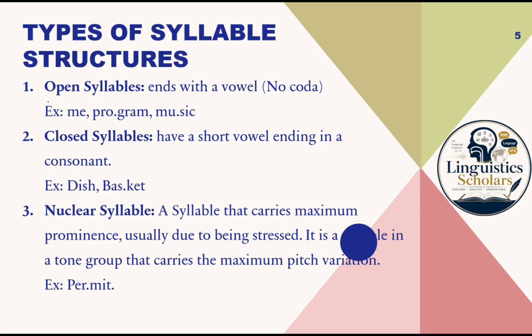Next we will try to understand the types of syllable based on the structure. So here there are three major types. One is the open syllable, which ends with a vowel. There is no coda in the syllable, and it is called an open syllable. As you can see here, me. If we draw the syllable structure for this, m occupies the onset position and e occupies the nucleus. From the rhyme comes the nucleus and we don't have a coda. So such types of syllables are called open syllables.